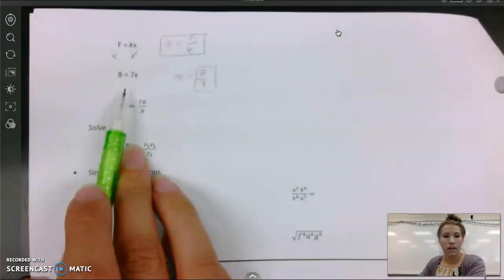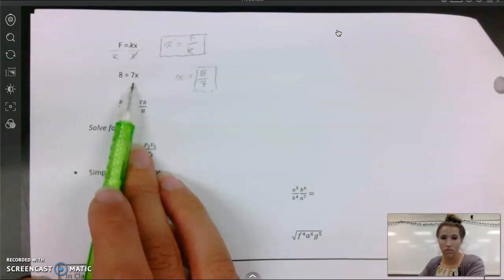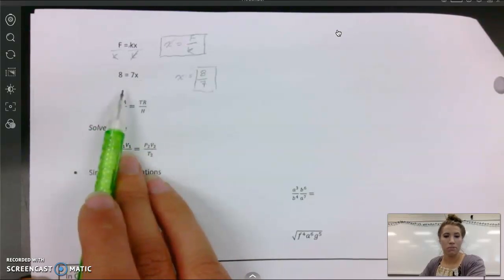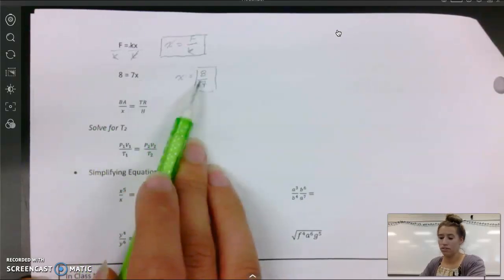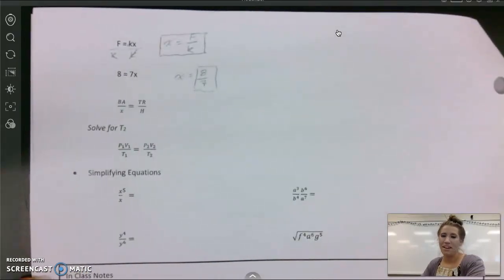Now if I have multiplied values again, then I want to get x by itself. Again, I'm going to divide by 7 on both sides of the equation. So that leaves x by itself. So x is going to equal 8 divided by 7, or 8/7. Right? Another tool that you can use is cross multiplication.